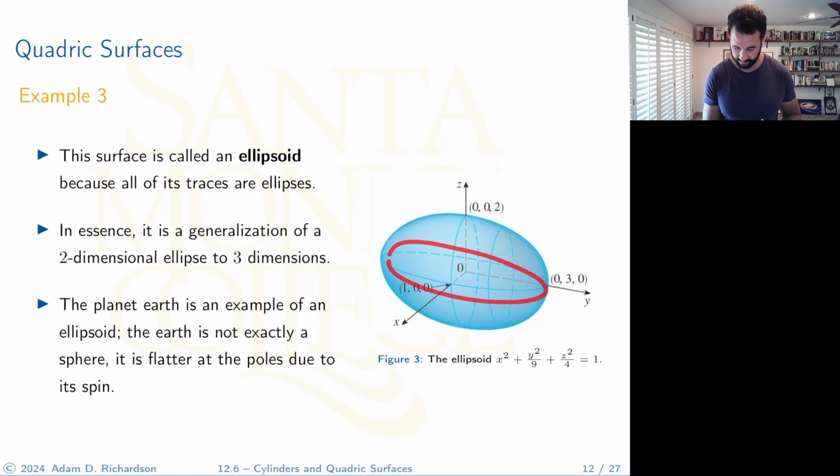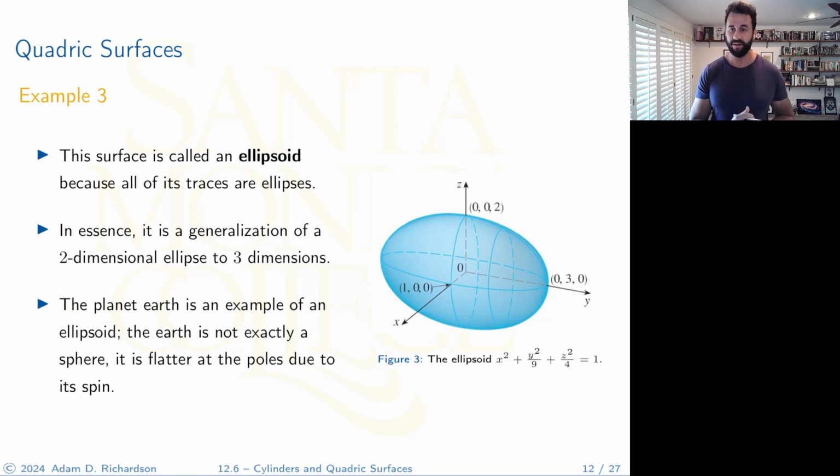Do it here, right? Could also do it, see, I did that, I did that. Oh yeah, I could also do it like here. So this is basically the three-dimensional generalization of a two-dimensional ellipse.